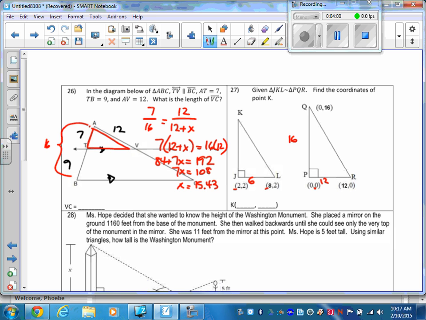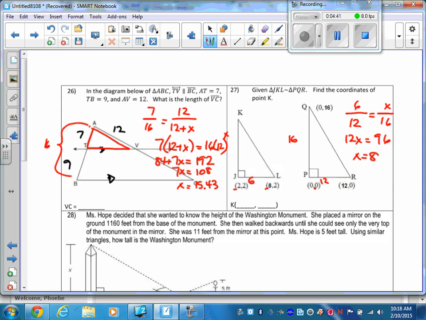Now I could use the distance formula and find the distance from here to here, but it's much easier to use these two that I can just count. So if this was on a coordinate plane, I could just count the spaces. So this triangle is similar. So 6 is to 12 as x is to 16. So using cross products, 12x and 6 times 16 is 96. So 12 goes into 96 8 times.